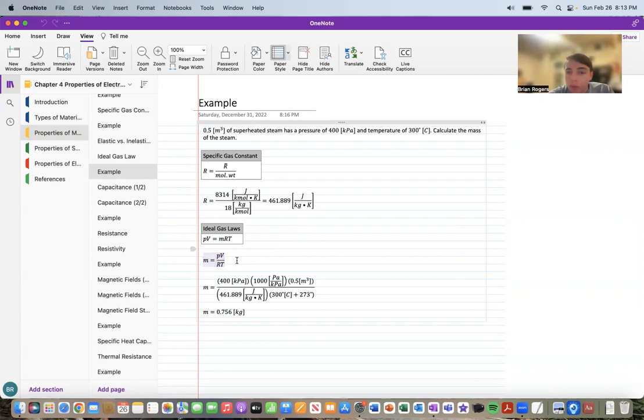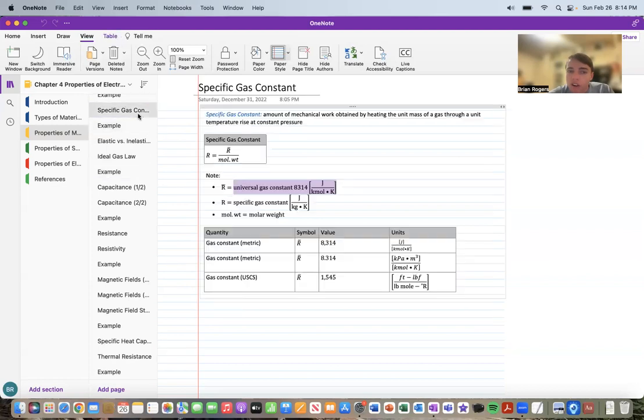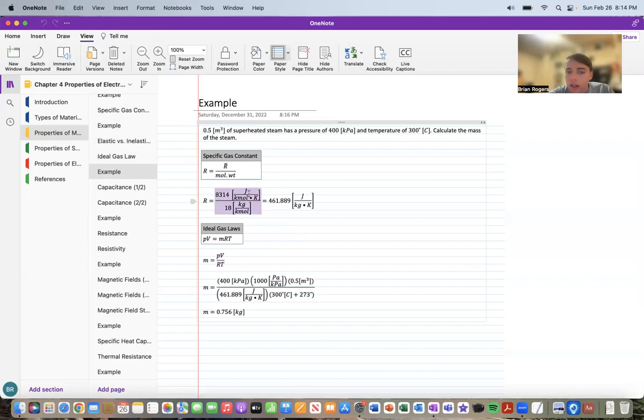We know the pressure, we know the volume, and we know the temperature. The R, though, we don't know. So we have to calculate our specific gas constant. Remember, the specific gas constant is the universal gas constant divided by the molecular weight, which here is 18 kilograms per kilomole. We're able to get our result for the specific gas constant and plug that in in order to solve for the mass.